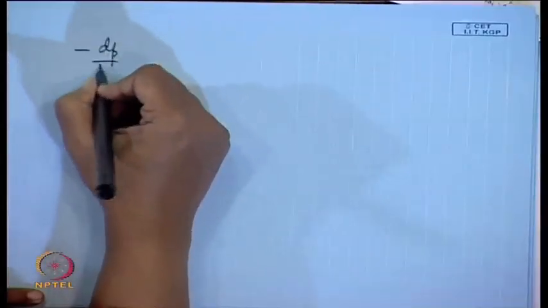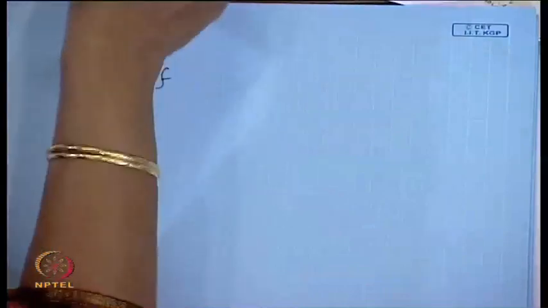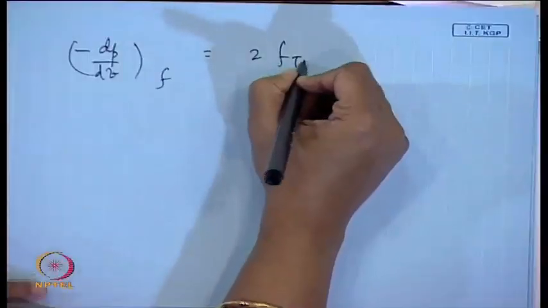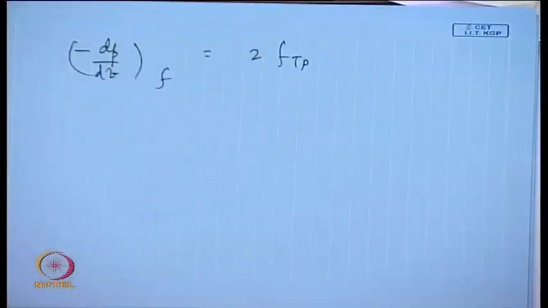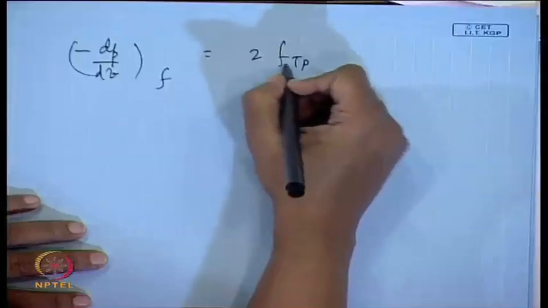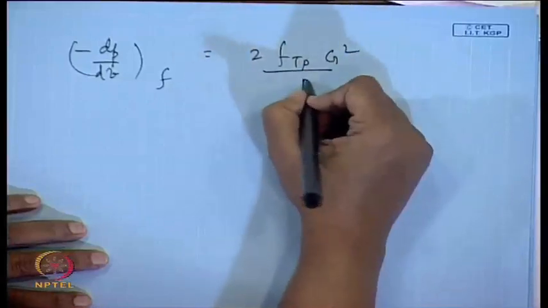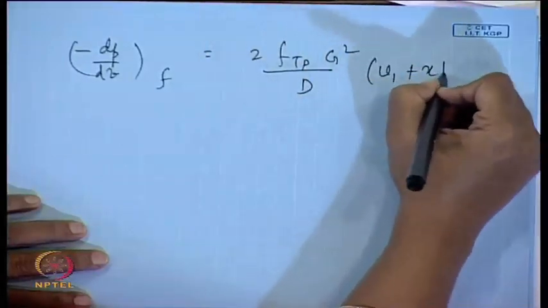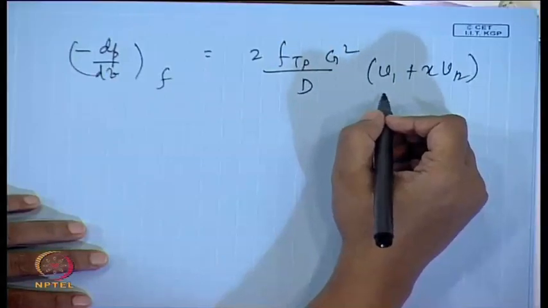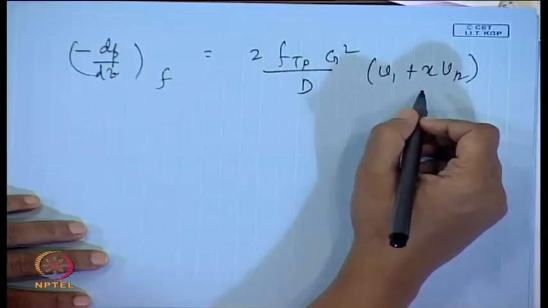So, in this particular case, say suppose we mention dP dz frictional. So, this can be obtained, just like we had obtained it earlier, from the expression which is written down here. So, it is 2 f TP G square by d times (V 1 plus x V 1 2), is not it? So, from this we can obtain your frictional pressure gradient.